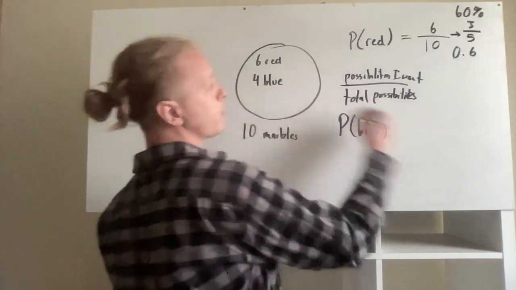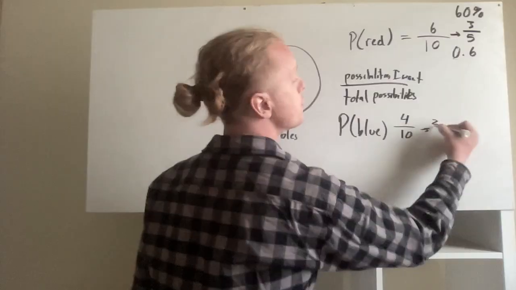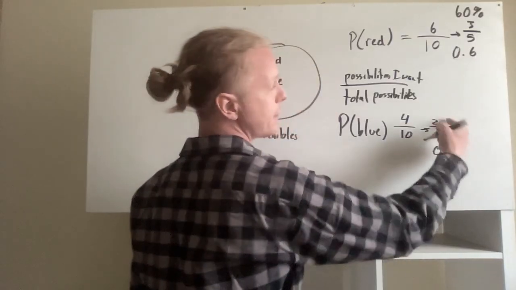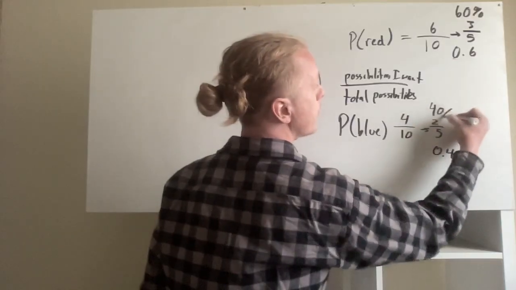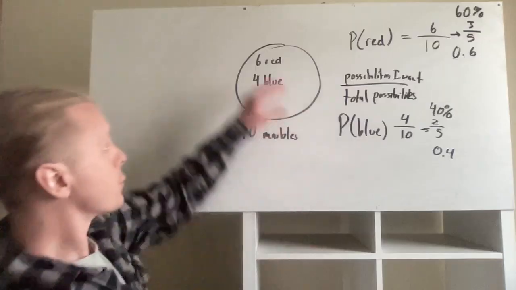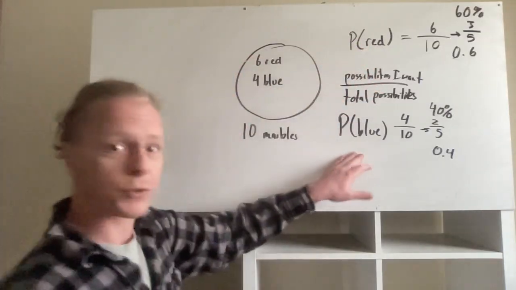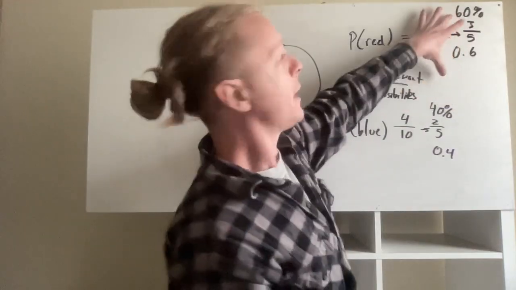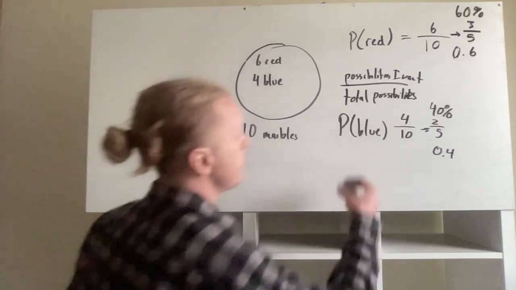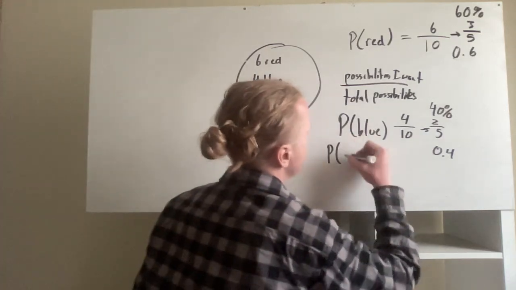So by that same logic, what would be the probability that I reach in and pull out blue? Well, there are 4 blue marbles out of 10. This simplifies to 2/5, or 0.4 if I divided, or 40%. Now, notice that because there's only 2 options here, if I don't pick red, I must pick blue. So when I add up these 2 probabilities, they get to 100%. This is very similar to saying, instead of what's the probability that I pick blue, what's the probability that I don't pick red?